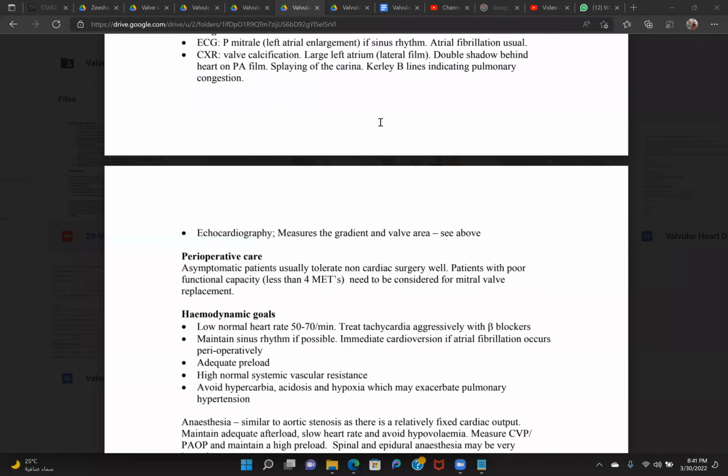I'm just telling you that you should have a concept while answering, or even what will be the use of central neuraxial block. There is another thing, that these patients are taking anticoagulants.